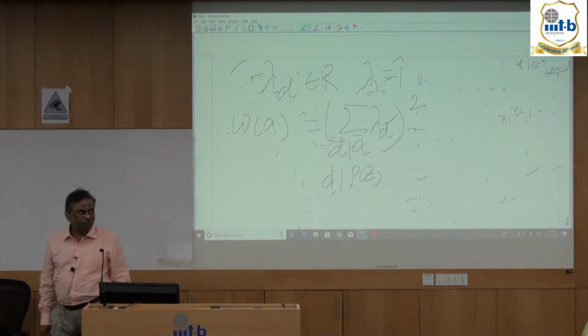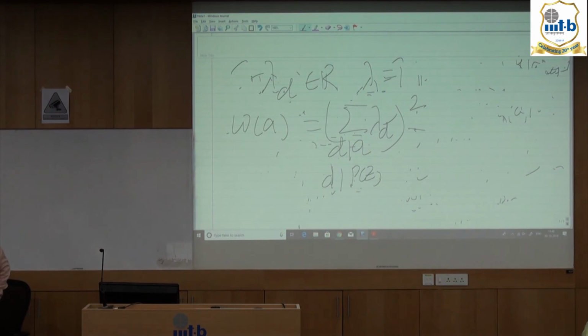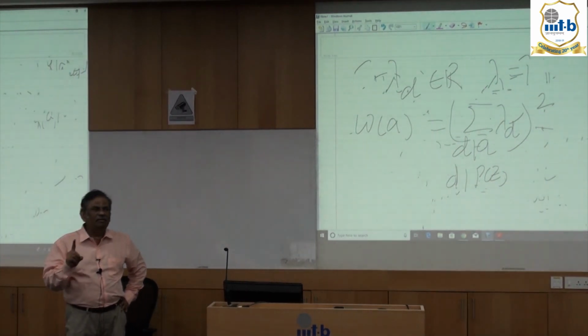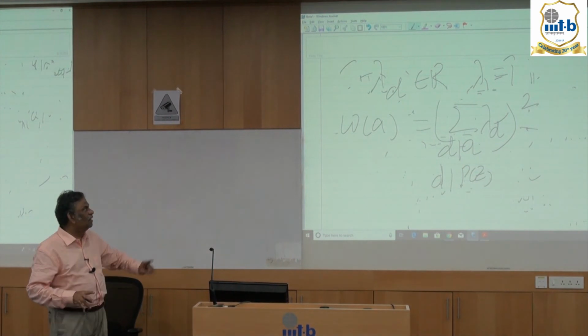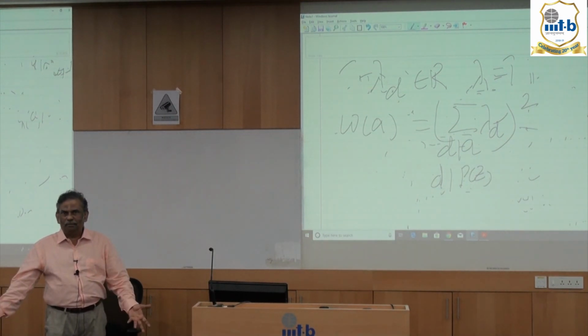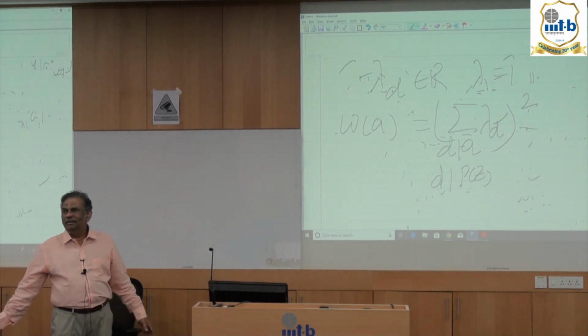Now let us see what happens. This is the summation over d dividing a, d dividing P(z), of lambda d, whole square. If a and P(z) are co-prime, then there is only one value of d, because d divides a and d divides P(z), and therefore only d equal to 1 survives, and that is lambda 1, and therefore in that case the value is 1. In any other case, it is a sum square, and therefore it is non-negative.